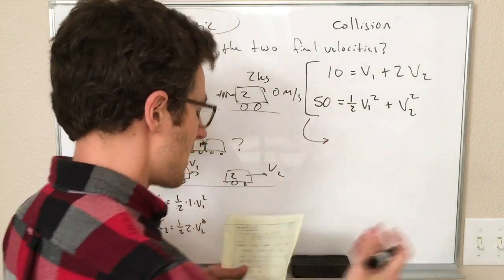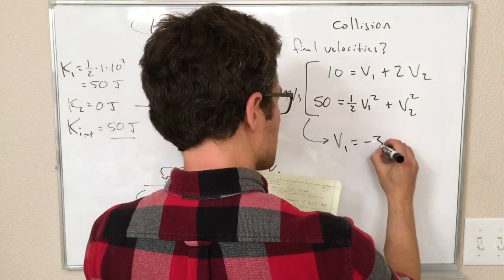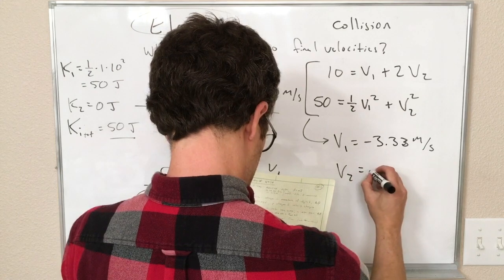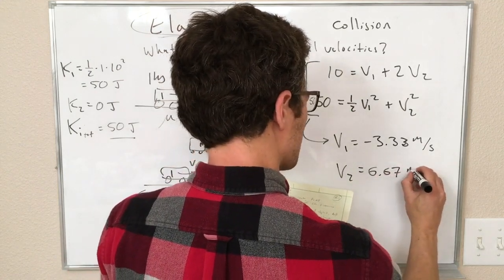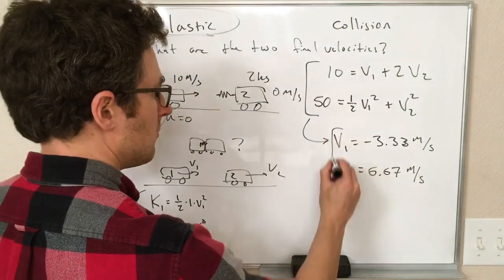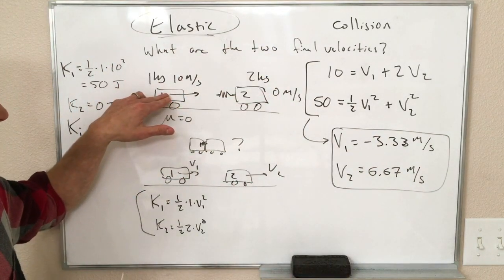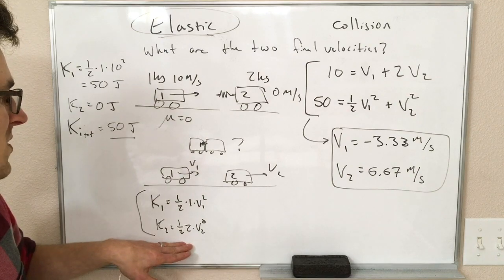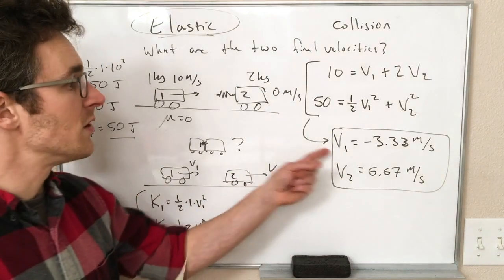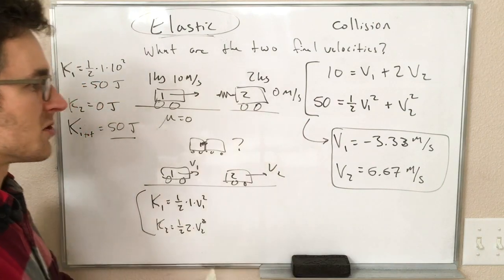When we do that, and you can do that on your own and check, we get the following solution. v1 is equal to minus 3.33 meters per second, and v2 is equal to 6.67 meters per second. So if we know the initial state of our carts, and we know that it's elastic, we don't have to know how fast either of them are going at the end. There is only one solution that conserves both momentum and energy, and that is the result that we got.